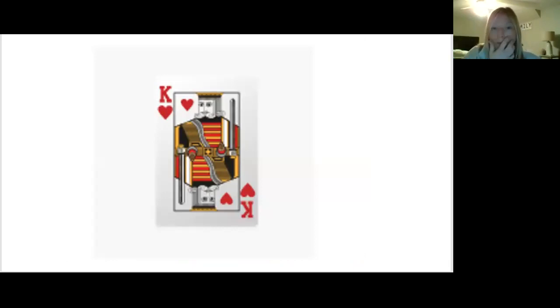Good, nice thumbs up. This is a quadrilateral because it has four. Sorry, let me get some water. This is a quadrilateral because it has four straight sides and it's a closed shape.